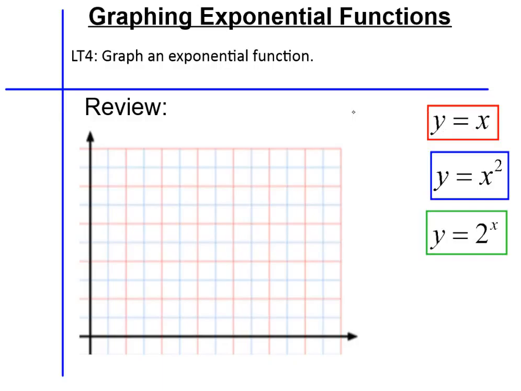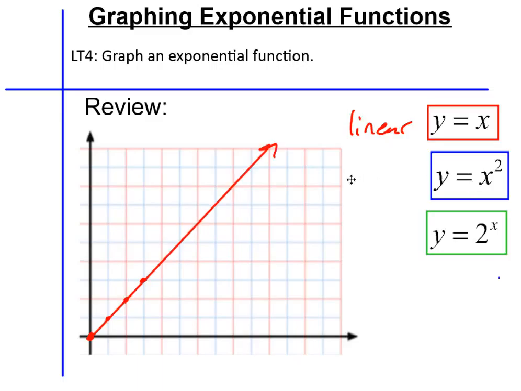Y equals x. This is a linear function. It makes a line when we graph it. Y equals x would be graphed by plugging in 0 for x, meaning y is equal to 0, 1, 1, 2, 2, 3, 3, and so on. Linear functions, just like their name, graph lines.